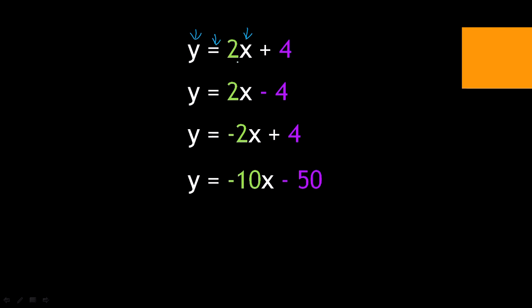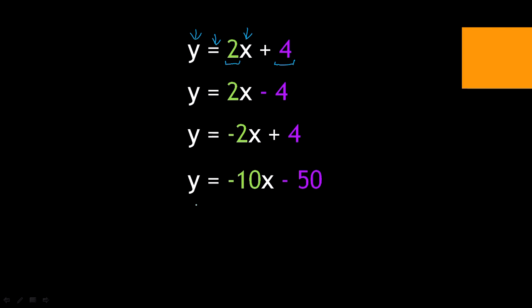What makes them different are these two numbers in green and in purple. They've been highlighted. So the combination of these two numbers, the one in green and the one in purple, keeps on changing, and this gives me different linear equations. So I can have 2 and 4, 2 and minus 4, minus 2 and 4, minus 10 and minus 50, and by changing this combination I can keep on getting new linear equations.